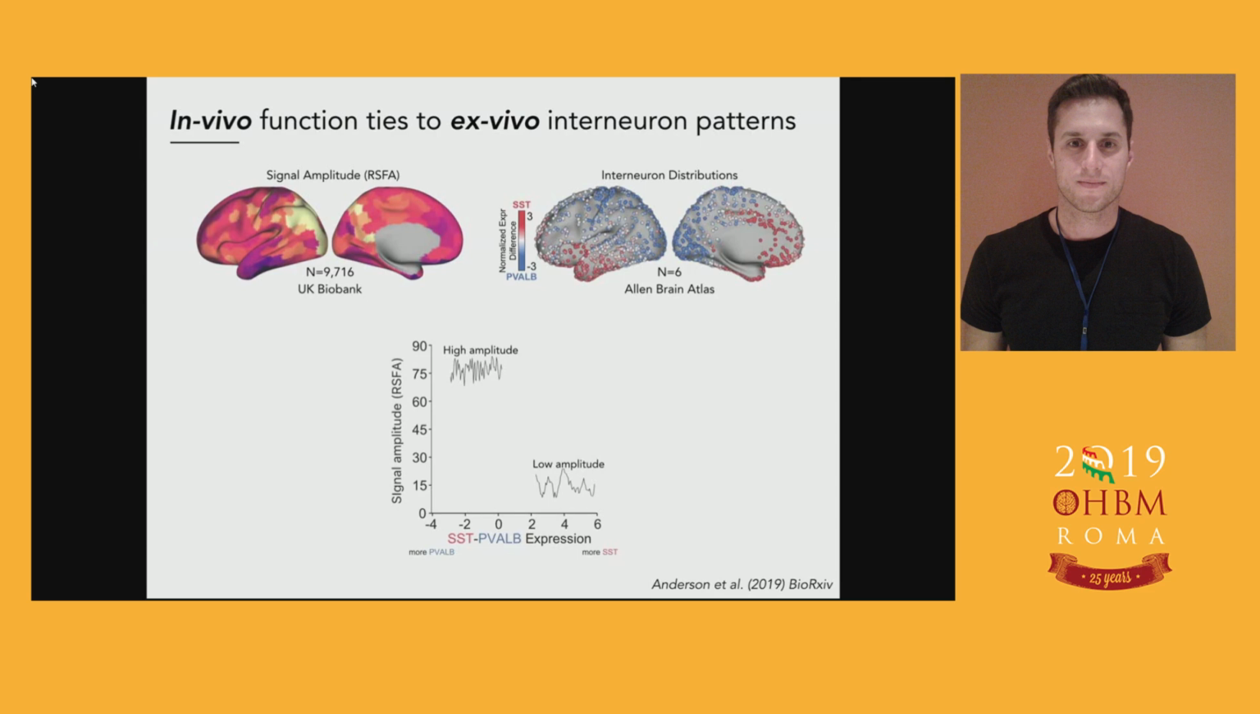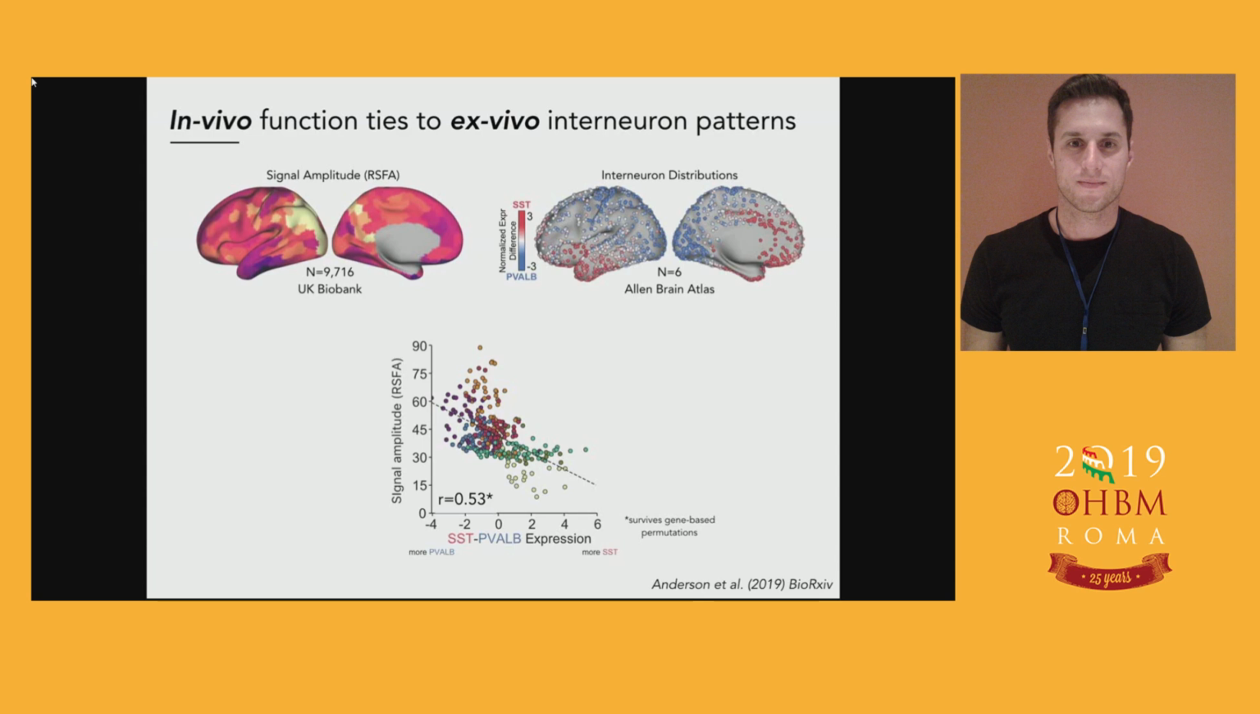areas in these medial, insular, and temporal lobe regions, where we should see low amplitude measures, which is borne out in our data. And this survives proper gene-based permutation tests. And so this tells us that we're on the right track. We've linked ex vivo patterns of interneuron distributions to in vivo measures of cortical brain function.